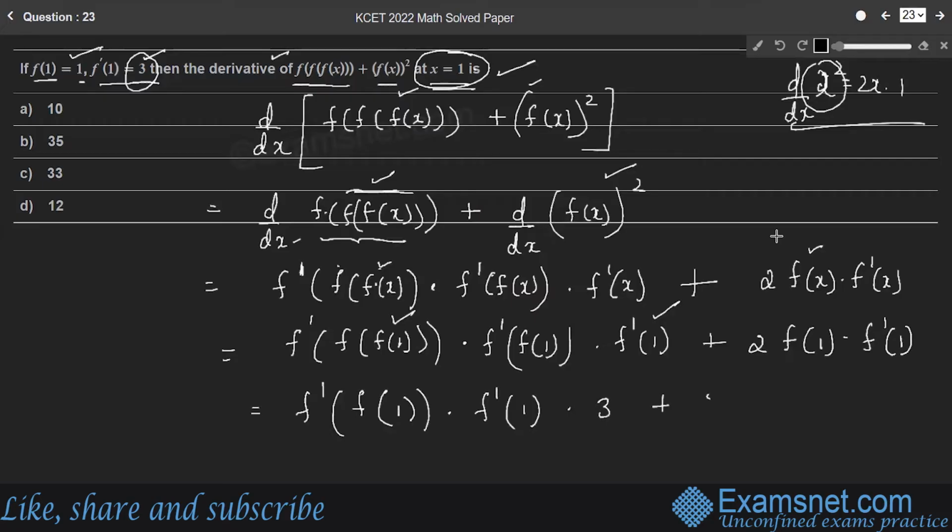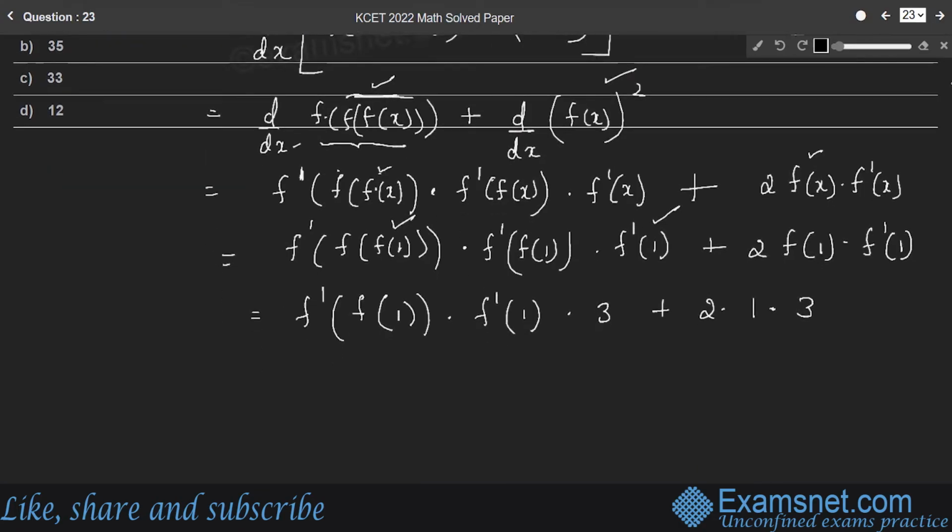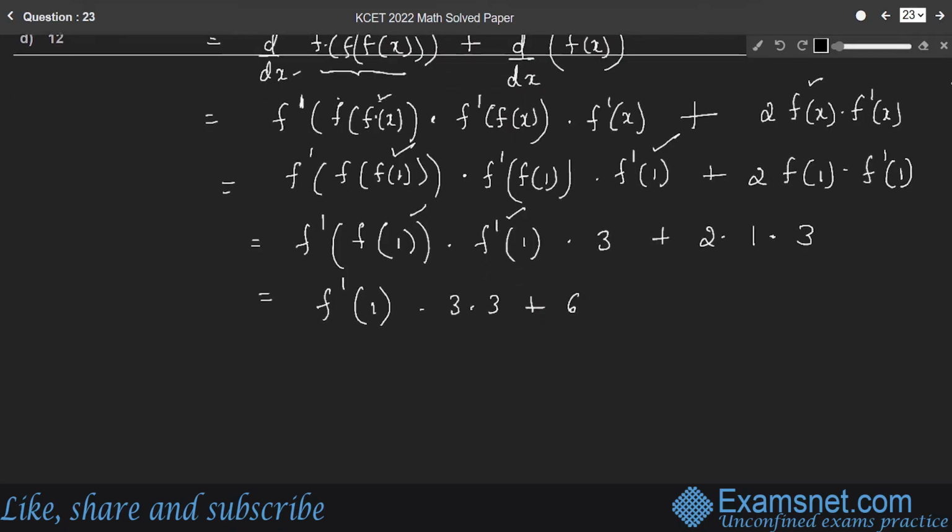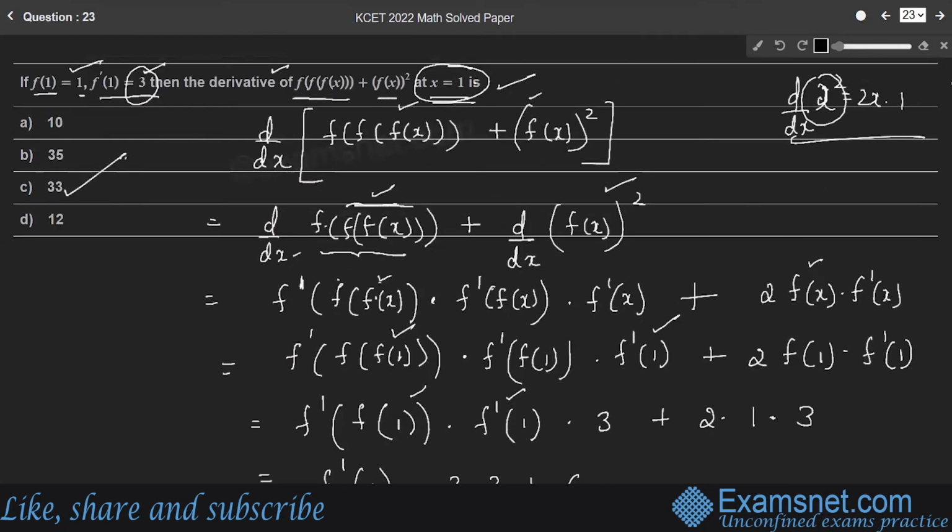So it is 3 into 3 plus 2 times f of 1, which is 1, into f dash 1, which is 3. That is 3 into 3 plus 2 into 3, which is 6. So 9 plus 6 is 15. Right? So 15 is the final answer. Therefore, option C.